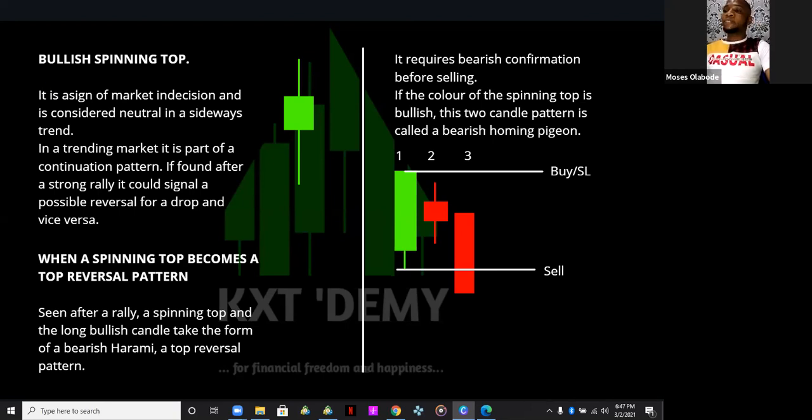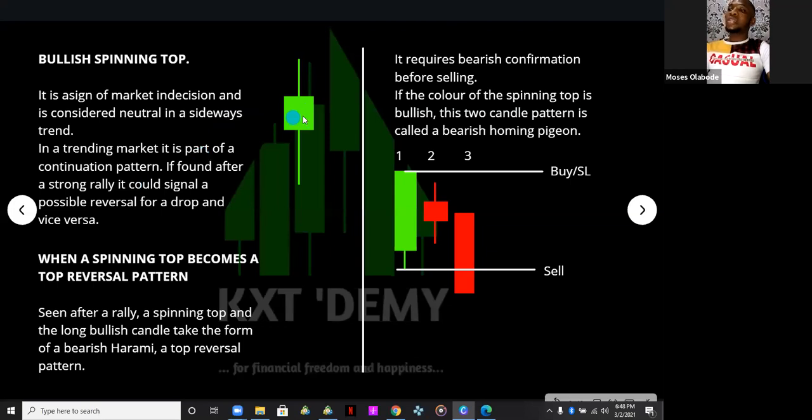So this implies that when this candle forms, this is a spinning top, the upper and lower wick or shadow are usually longer, and the body is always smaller than the wick. So it is an indecision candle.